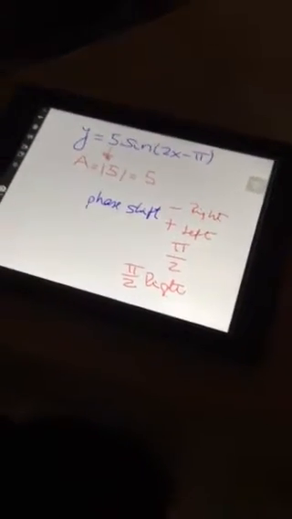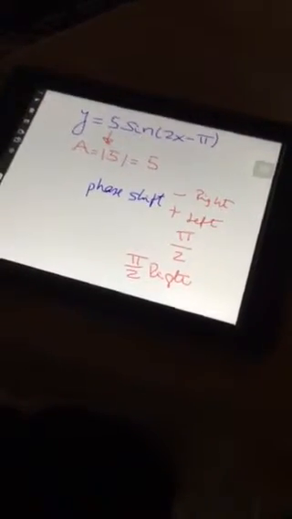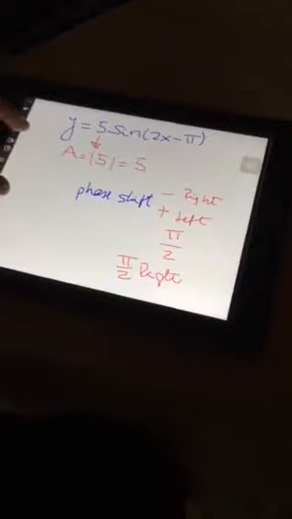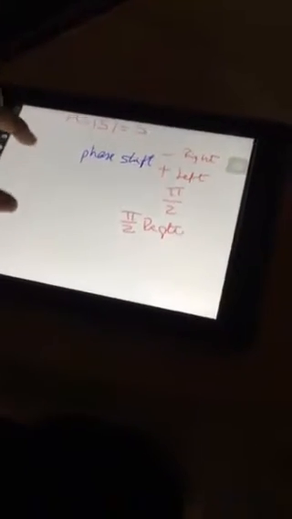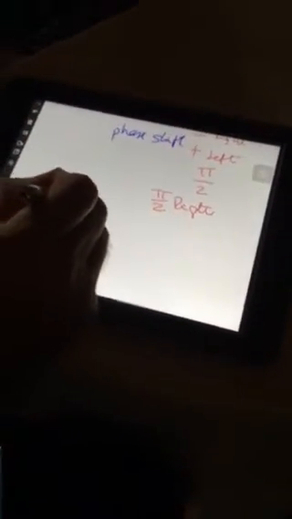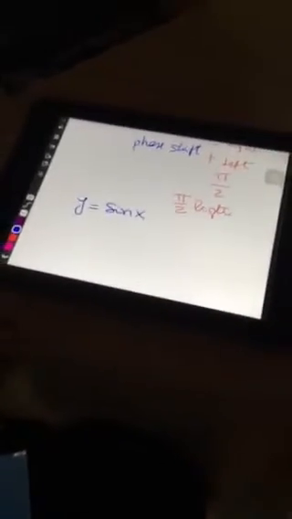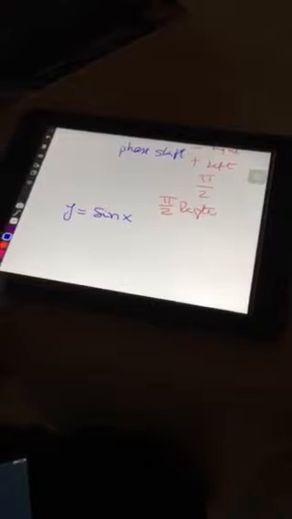Now, what about graphing the equation? How do I graph this? First, I need to know how the standard sine function works. So the standard sine function is like that, right? Sine of x. And I need to know the specific points of the sine function.